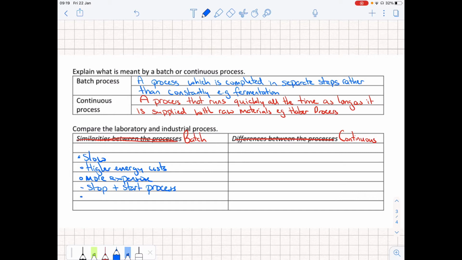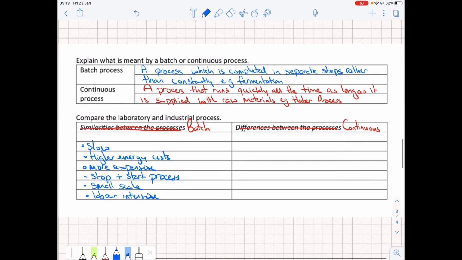It tends to be done on quite a small scale, so you don't make huge amounts of product in one go, and because of this stop-start nature, the process is labor intensive. So you have to have people there to stop and start the machinery, set it all up, put the raw materials in, and go again. The example that we've talked about is fermentation in the production of alcohol. That would be a batch process.